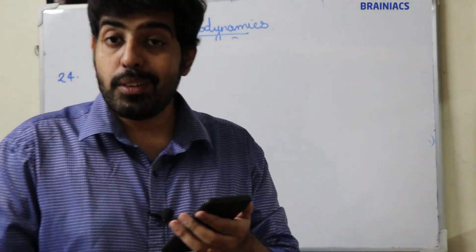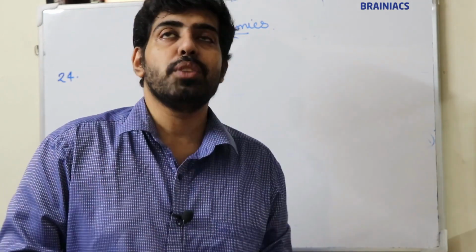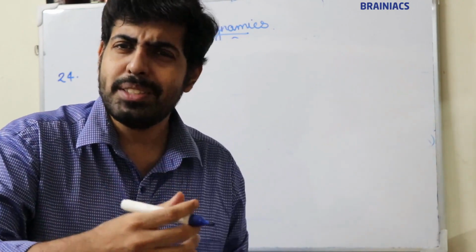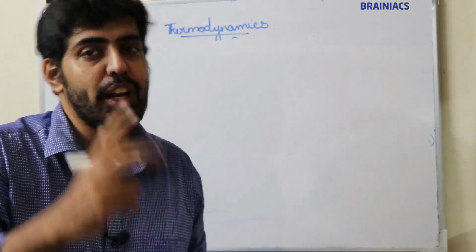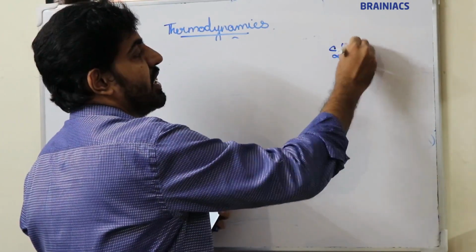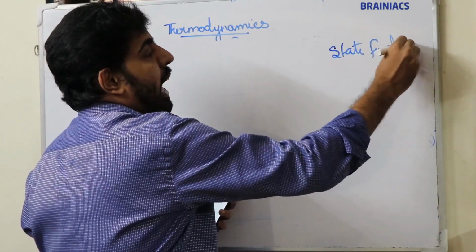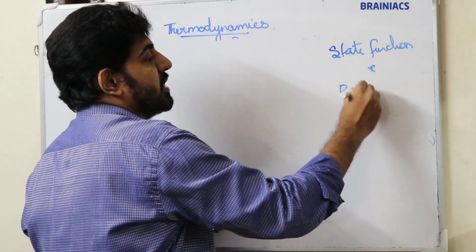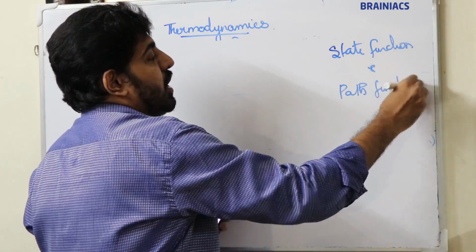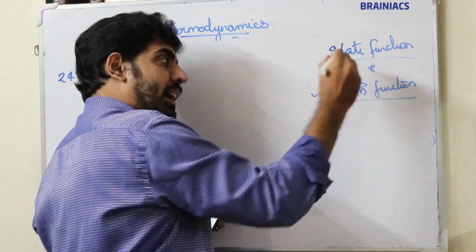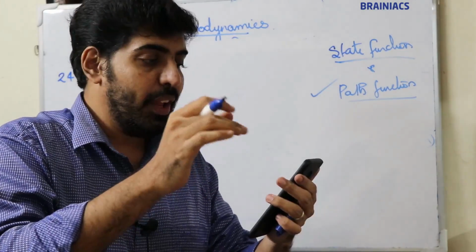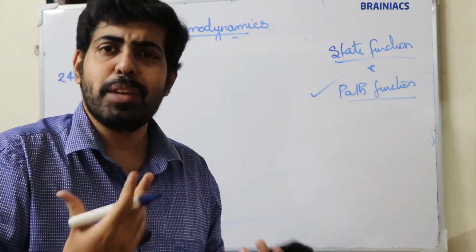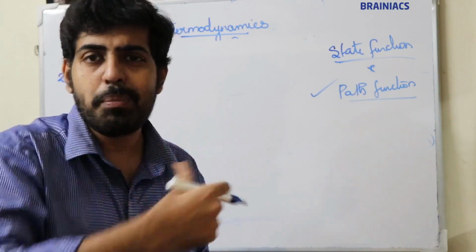Moving on to question number 24. Which of the following are not state functions? There are only two kinds of functions: state functions and path functions. Not state function means which are path functions. Which of the following are not state functions? That means which of them are path functions.